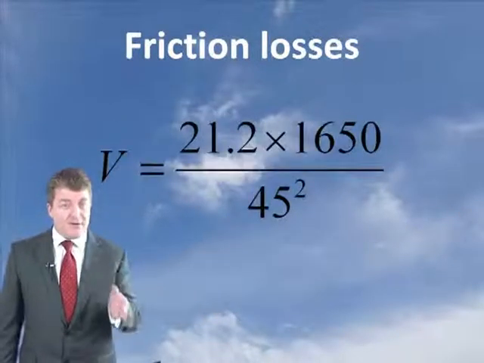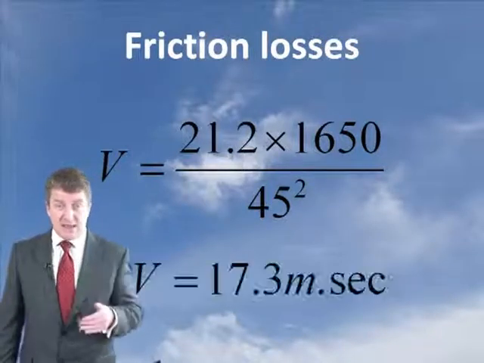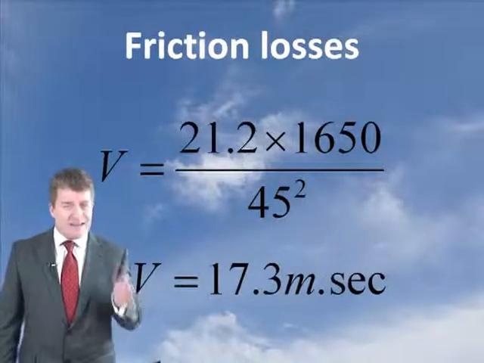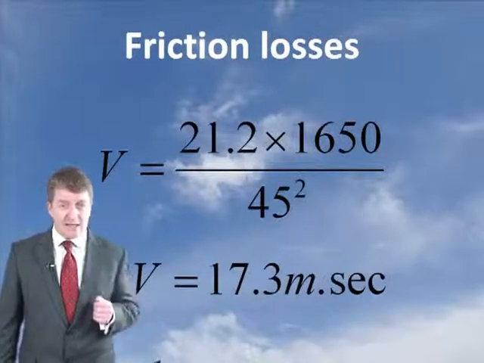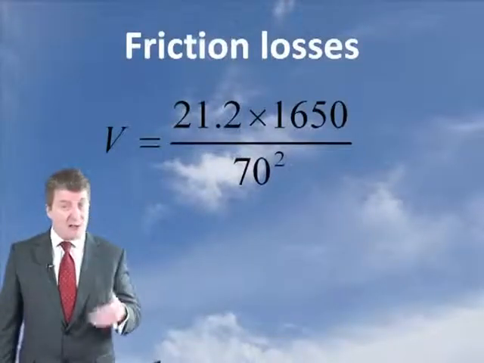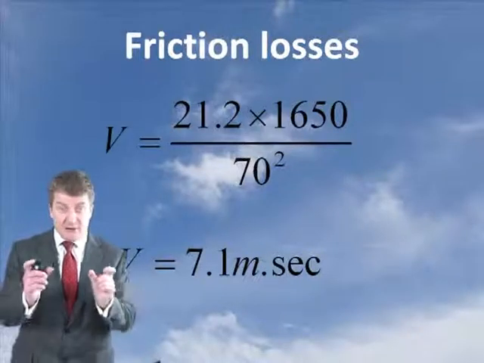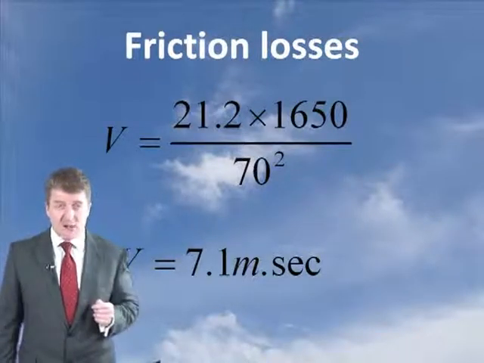Now, in the 45mm hose with 1,650 litres a minute, the velocity would be, put them in the formula, it would be 17.3 metres a second. Now, what would be the velocity of the water in the 70mm hose? Well, if you put it in the 70mm hose, it comes out at 7.1 metres a second. So the velocity would be different, obviously, in a smaller hose and a larger hose.